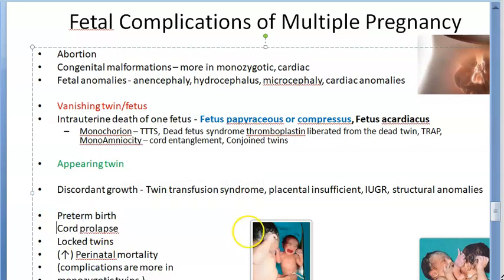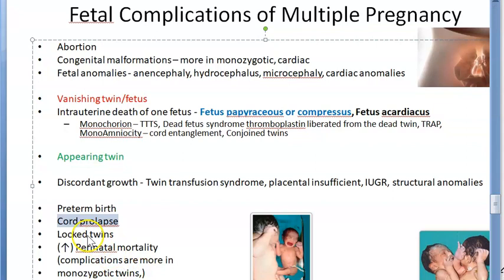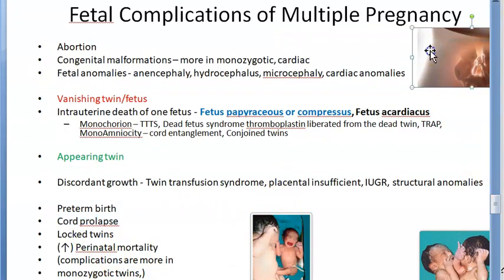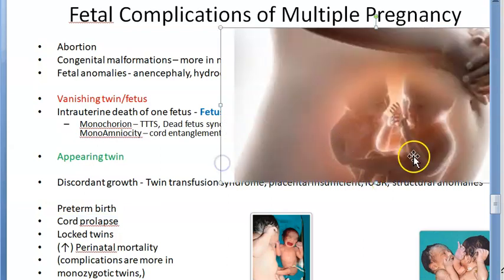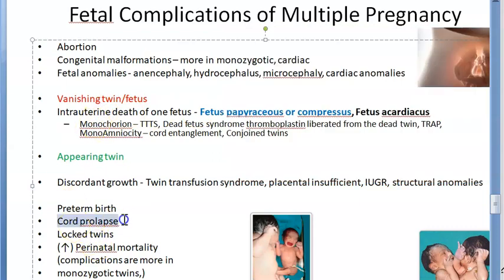Cord prolapse. Cord prolapse means the cord is coming out first. This is very dangerous, right? Umbilical cord prolapse is an indication for C-section. Because if the cord is coming out first, what will happen? The cord will constrict and there will be no blood supply to the fetus. So, cord prolapse is a dangerous thing. So, that can be an indication for cesarean.